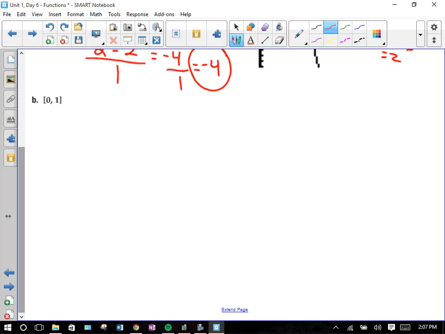So to find the average rate of change, again, it's f of x2 minus f of x1 divided by x2 minus x1. Typically it's just x1, x2. So it's going to be f of 1 minus f of 0 all divided by 1 minus 0. Okay?